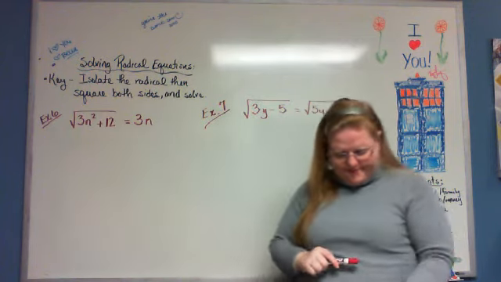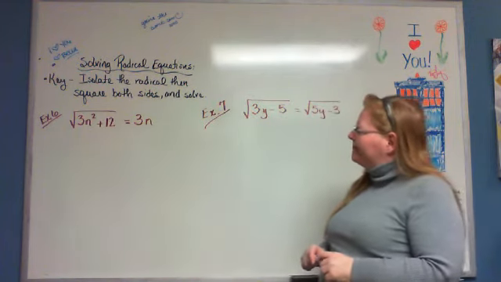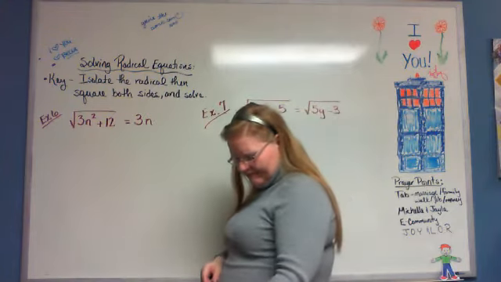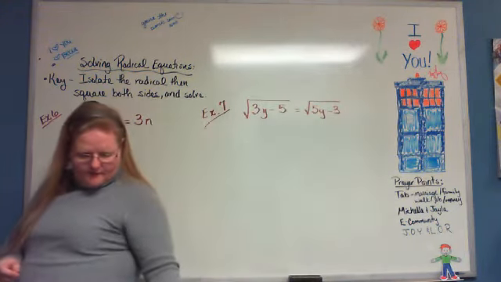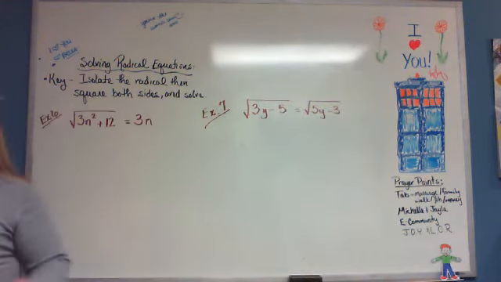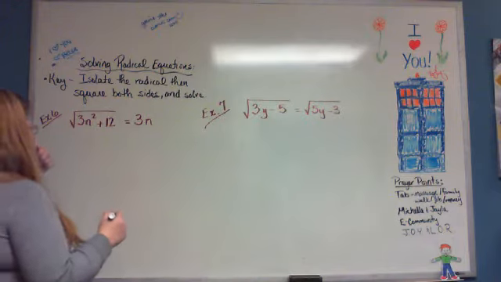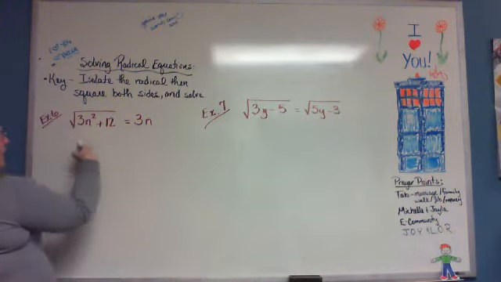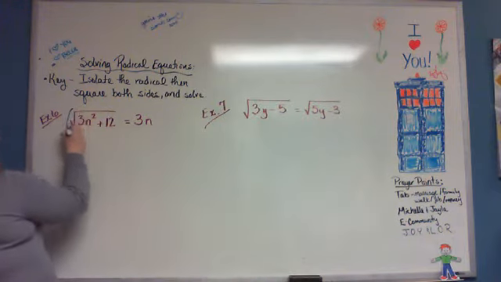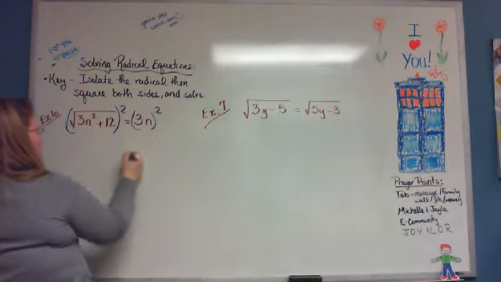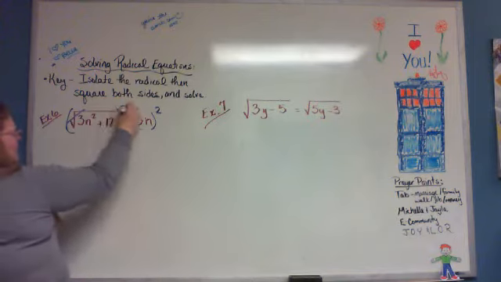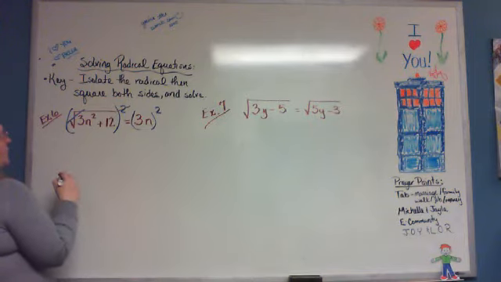It's a plus. Just checking. Get a different color. Okay. So for this one, the radical's by itself, so I can go ahead and square both sides. When I do it on this side, my radical cancels out with my square.